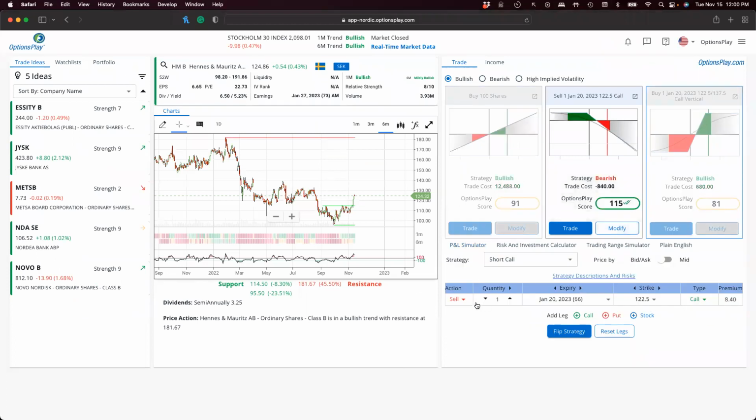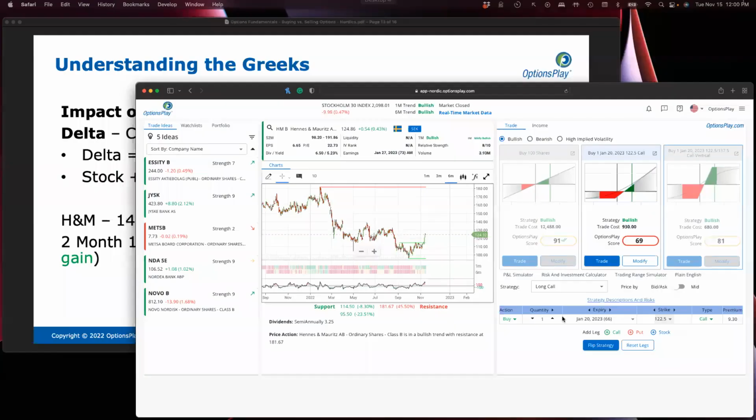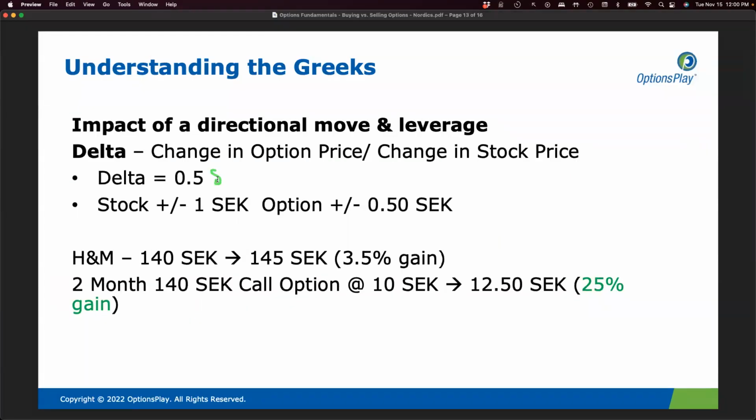So if you have an option that has a delta of 0.5, and let's take a look at the option contract that we're looking at before. I'll switch this back to call options. We're buying the January 2023 122.5 call option. So if you use the strike dropdown, you'll see that the 122.5 call option costs 9.3 crowns, and it has a 0.58 delta. The third number here is delta. So this tells you that the option has a 0.58 delta. What does 0.58 delta mean? It means that if the stock moves up by 1 crown, the option will move by 0.58 crowns. If you have a delta of 0.5, that means that the option will move up by half a crown for every 1 crown that the stock moves higher.